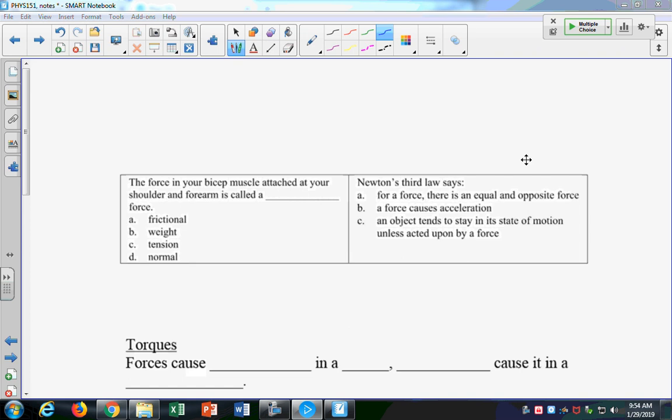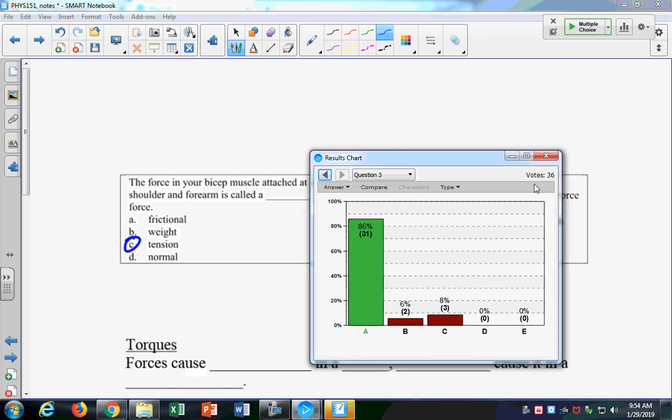All right, so tension is right. And then Newton's third law, which one is that? We'll be able to identify the laws. All right, let's stop at 23. Only that A is right.